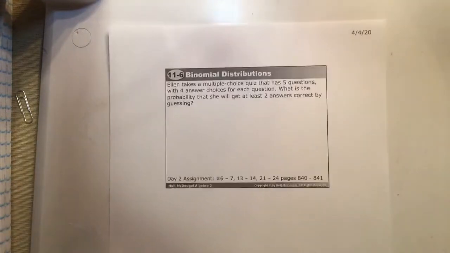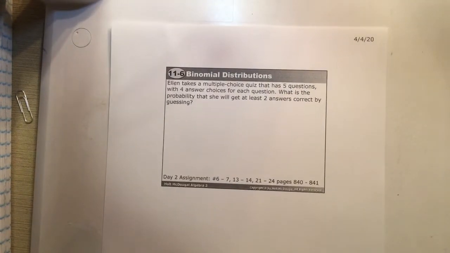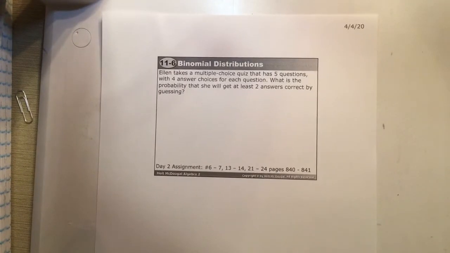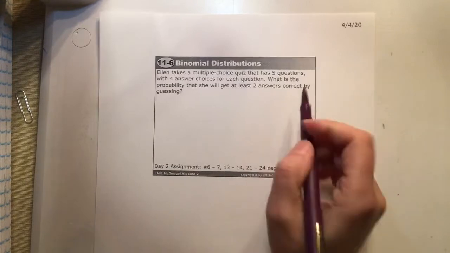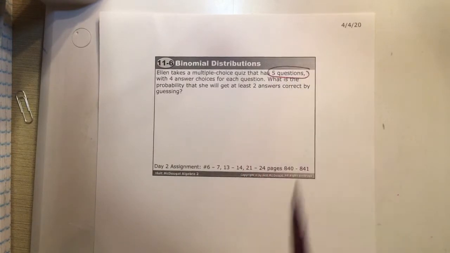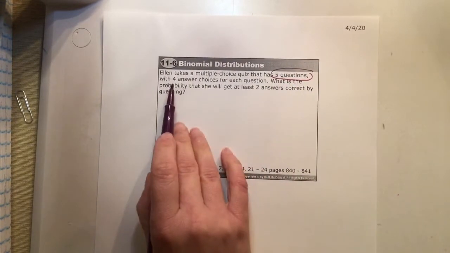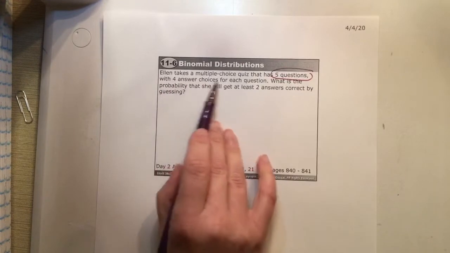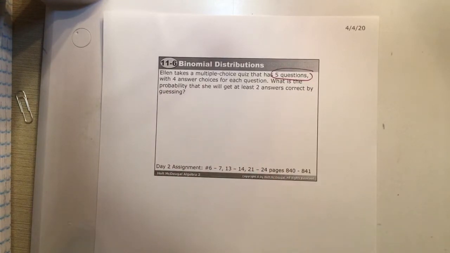Okay, now we're going to go ahead and step it up. You'll see that we only have one more example. This one is wild, but it's super fun. So we have Ellen, and Ellen is taking a multiple choice quiz, and the quiz has 5 questions on it, with 4 answer choices for each question. So every question, let's say it's A, B, C, and D. There are 4 answer choices. What is the probability that she will get at least 2 answers correct by guessing?